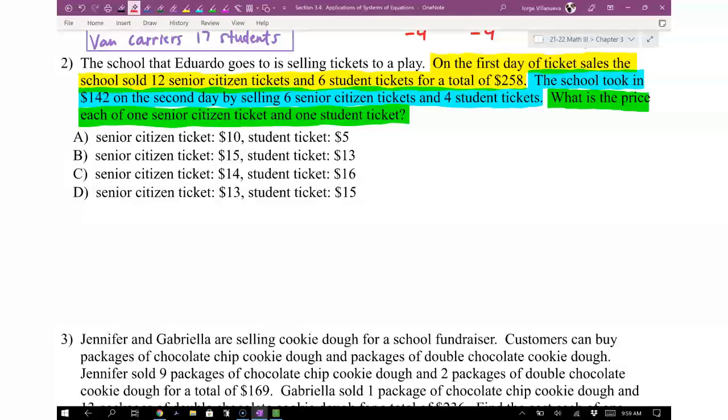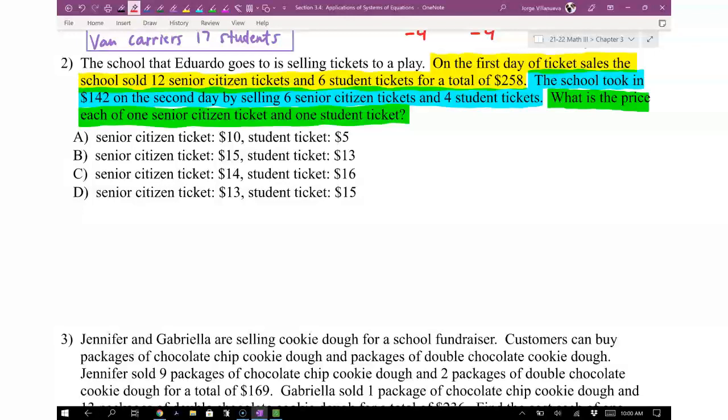I mean, anything's fine, but maybe something that makes sense. How about the letter P for pupil? Sometimes students are called pupils. I don't know. Whatever. So we'll use C and P. C for senior citizen and P for pupil, for student. Okay? All right. Now that we have that in our head.